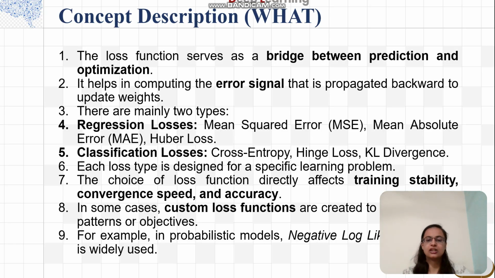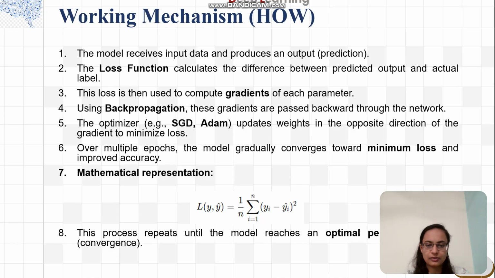Basically, the choice of loss function plays a major role in determining the stability, convergence speed, and overall accuracy of the training. Sometimes custom loss functions are designed for unique data patterns. For example, negative log likelihood is used in probabilistic methods. The right choice of loss function helps the model learn effectively and efficiently.